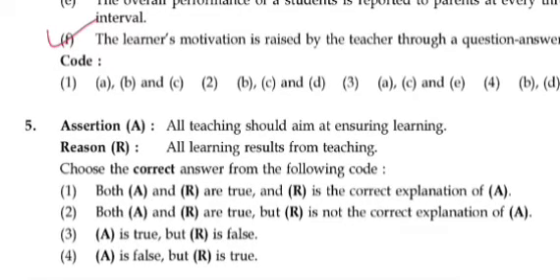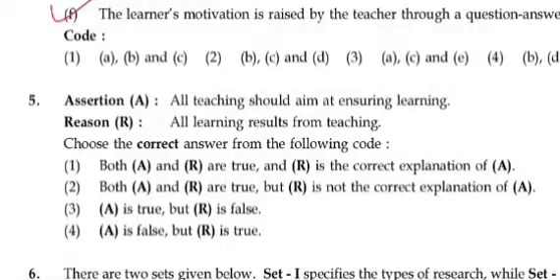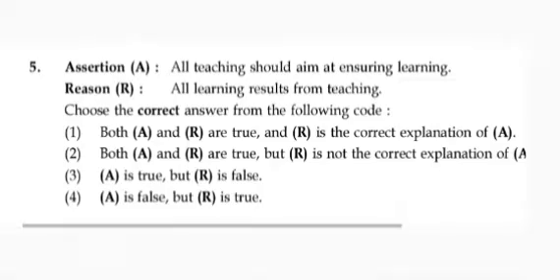Number 5. Assertion A, reason R. A is saying all teaching should aim at ensuring learning. Reason R is saying all learning results from teaching. Now we have to choose the correct answer from the following code. One is saying both A and R are true, and R is the correct explanation of A. Both A and R are true, but R is not the correct explanation of A. A is true, but R is false. A is false, but R is true. So these are the options that we have got. Number 5, correct option will be assertion is true, but reason is not true. That is false.